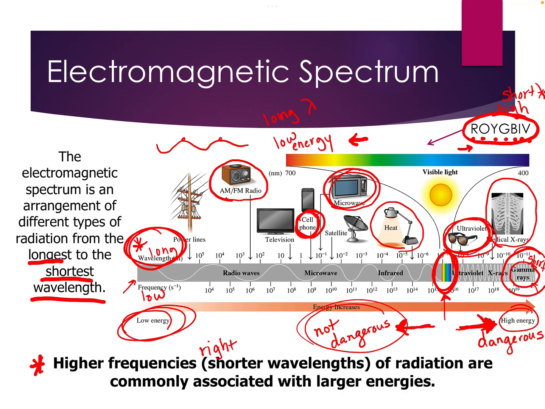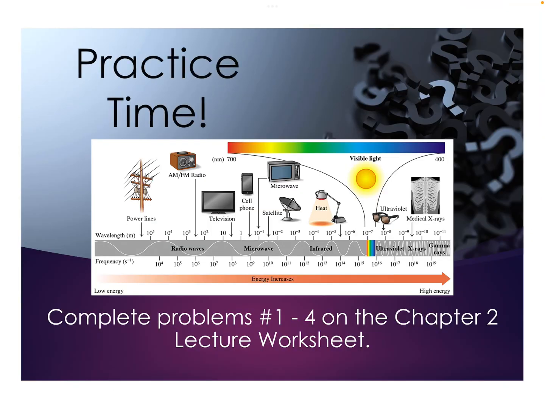So gamma radiation is extremely high energy because it has very high frequency and short wavelength, whereas power lines have very long wavelengths, which means they are low in energy and low in frequency. All right.